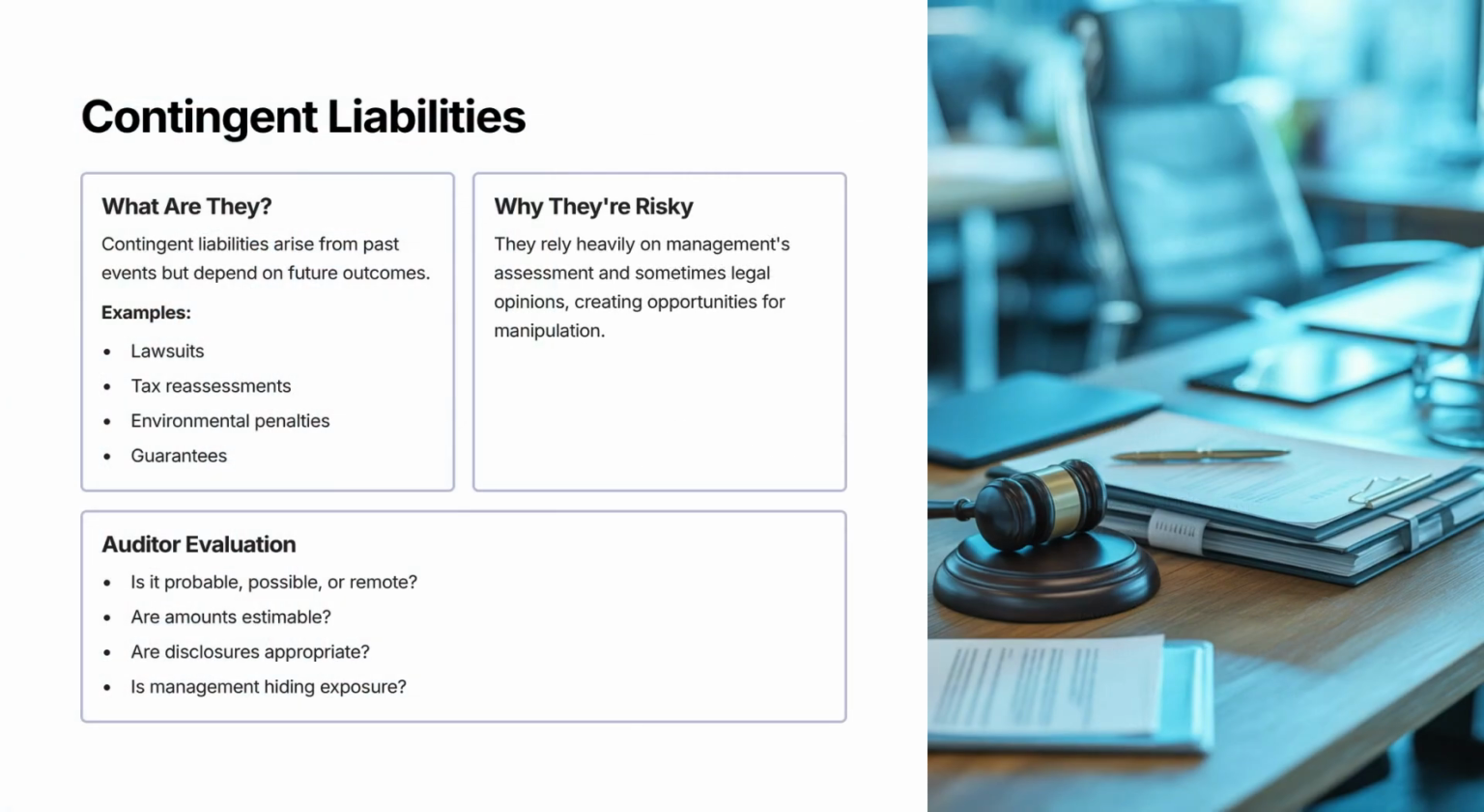Next up, contingent liabilities. These arise from past events but depend on future outcomes. Examples include lawsuits, tax reassessments, environmental penalties, guarantees. Because they rely heavily on management's assessment and sometimes legal opinions, they're another area where fraud risk increases. Auditors must evaluate whether the contingency is probable, possible, or remote, whether amounts are estimable, whether disclosures are appropriate, whether management is being overly optimistic or hiding exposure.